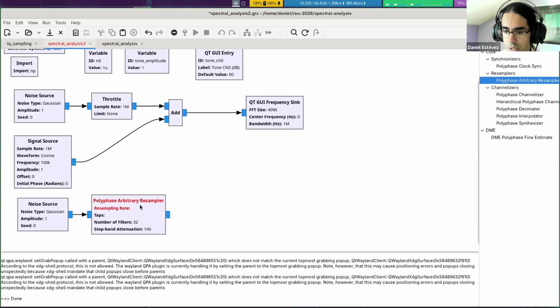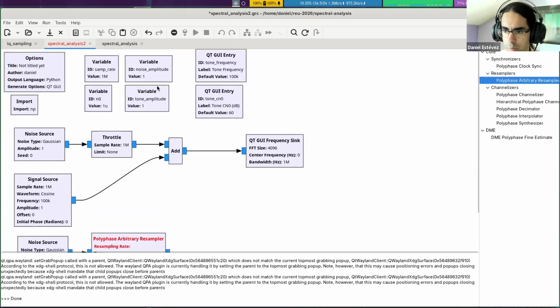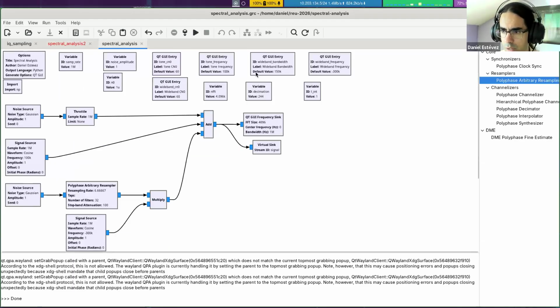So if this polyphase arbitrary resampler really wants to try not to change anything about the noise, it should preserve the fact that this noise source had a bandwidth of 1 megahertz. So what I would see at the output is I have my 10 megahertz of bandwidth, but only 1 megahertz is occupied by my noise source. This is the way we are going to use this block to generate noise which only occupies a portion of the spectrum. And I'm going to add some more entries, maybe copy them from here.